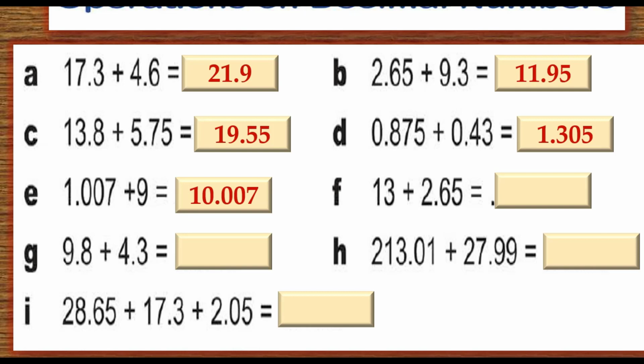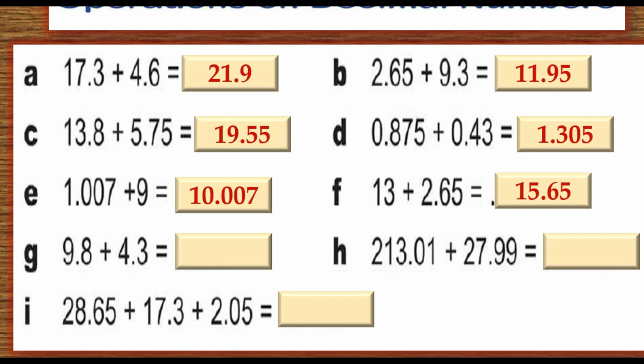What about F? 13 plus 2 and 65 hundredths. Also add the whole numbers. 13 plus 2 equals 15 and write 65 hundredths as it is. So the sum is 15 and 65 hundredths.